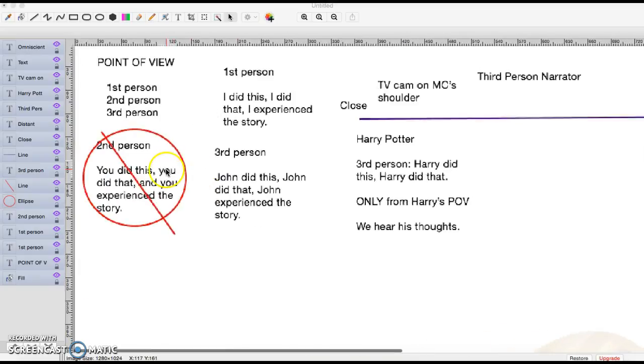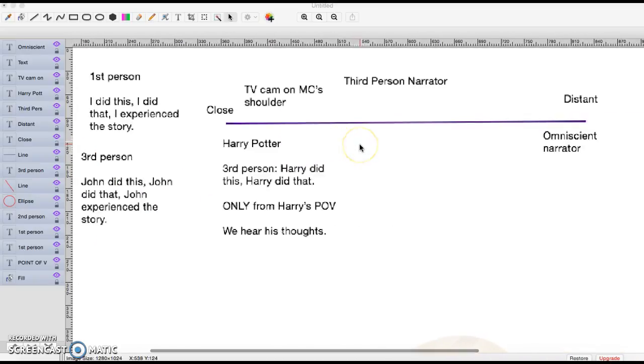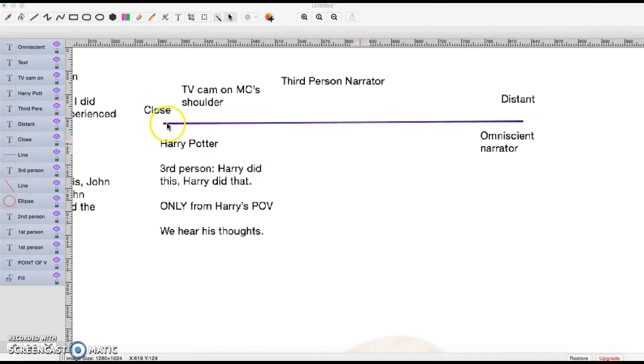So, first decision. When deciding on point of view, are we going to use first, second, or third? We know we're not going to use second, likely. So first or third. If we're choosing third person, then we have a whole bunch of options here, anywhere from a close perspective through to a distant perspective.